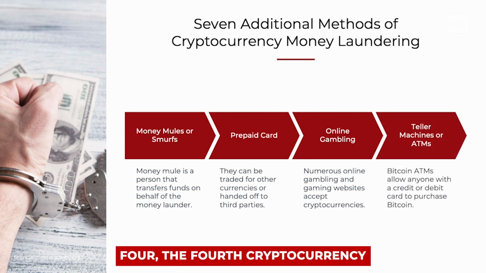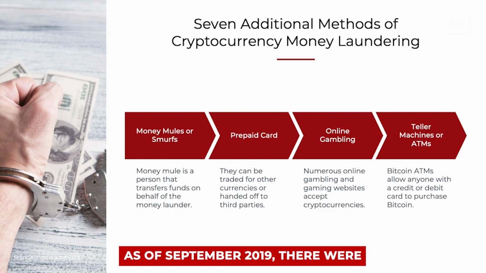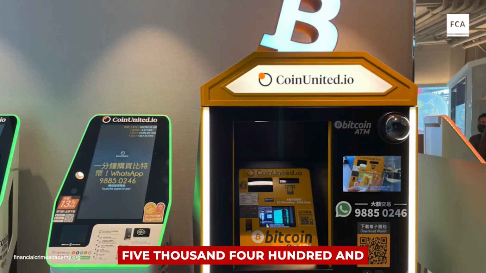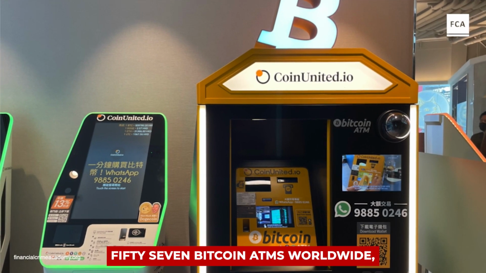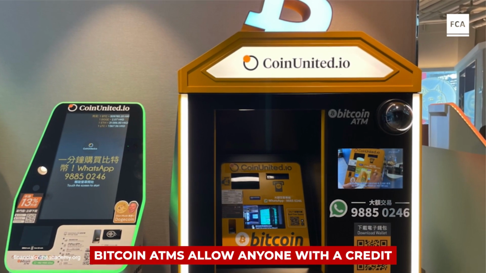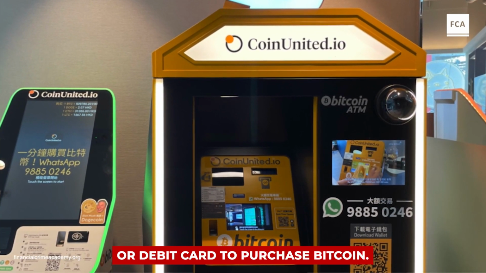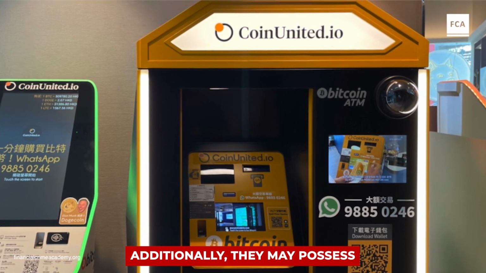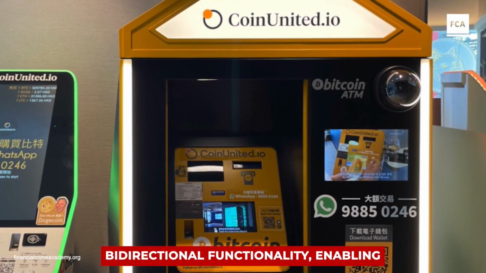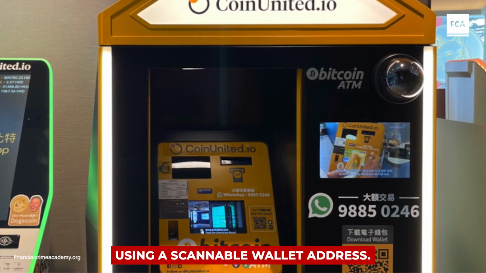4. The fourth cryptocurrency money laundering method is a bit more sophisticated and involves using automated teller machines or ATMs. As of September 2019, there were 5,457 Bitcoin ATMs worldwide. Continually connected to the internet, Bitcoin ATMs allow anyone with a credit or debit card to purchase Bitcoin. Additionally, they may possess bidirectional functionality, enabling users to trade Bitcoins for cash using a scannable wallet address.